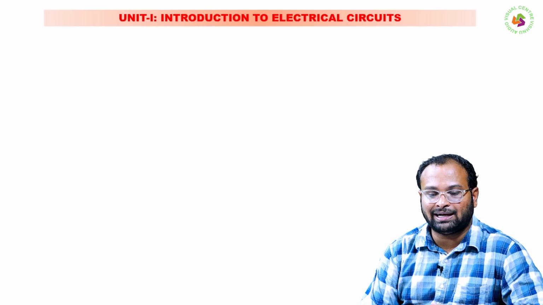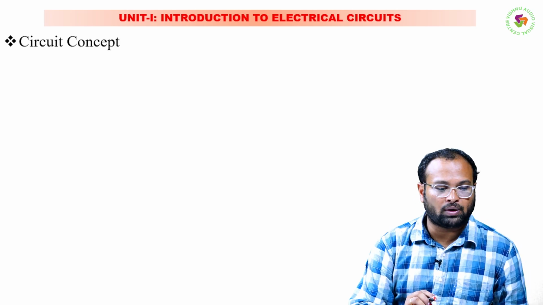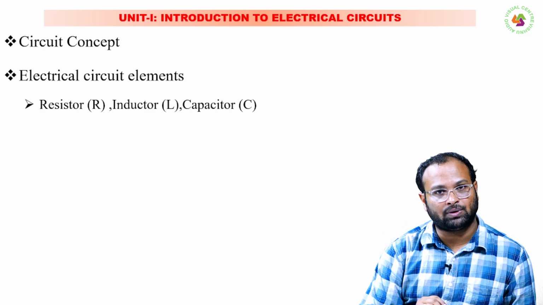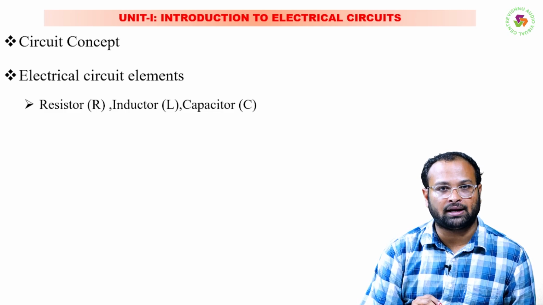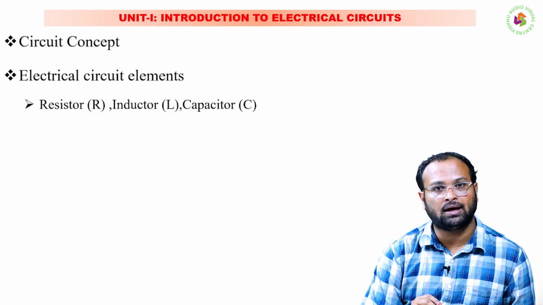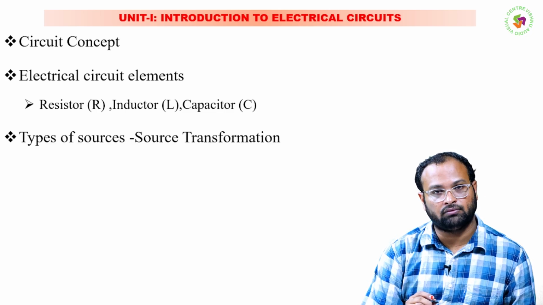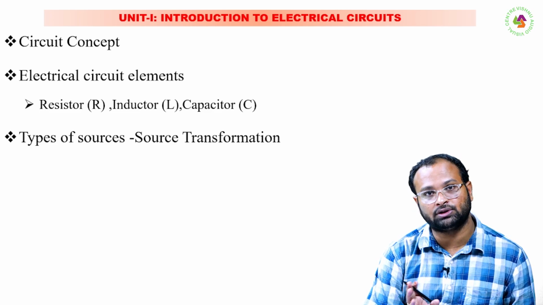Unit 1 is introduction to electrical circuits. Here the topics we are going to cover are the circuit concepts: what is a loop, what is a circuit, what is a node, and so on, and the basic electrical circuit elements, that is resistor, inductor and capacitor. Then we will see the types of sources.